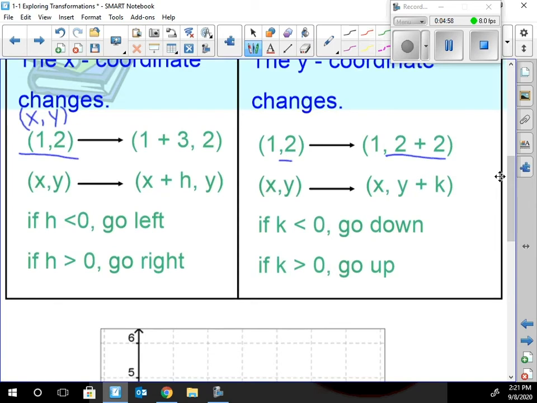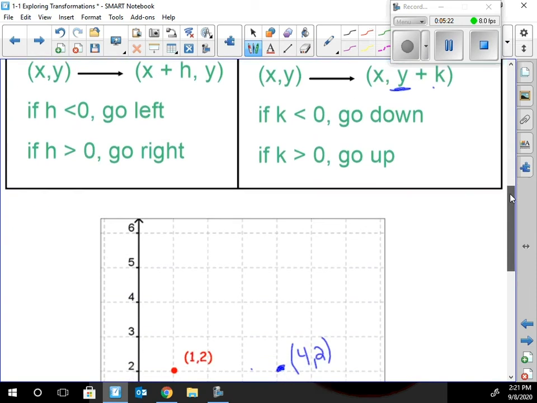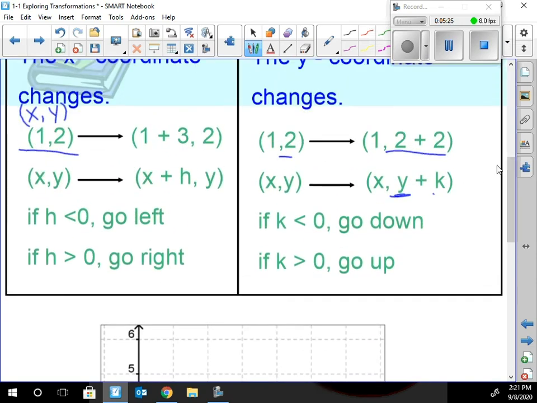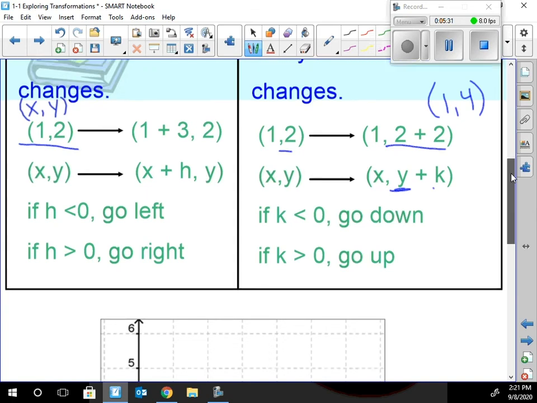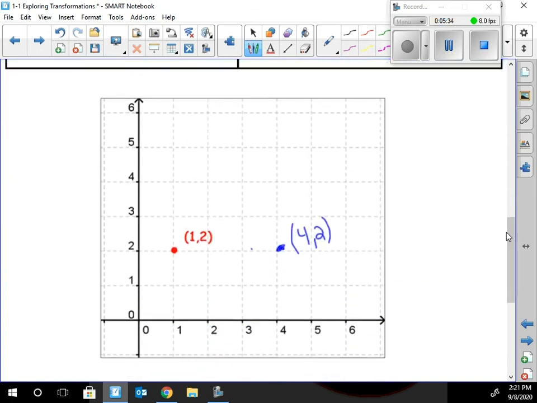If I look at this second one, the vertical translation here, I'm starting at 1, 2. If k is greater than 0, or the number that's being added to y is greater than 0, then it goes up. Because this is a positive number being added, it's going to go up. It would only go down if that was negative. So I'm going up 2, so this new point would become 1, 4. Now I can draw that in on my grid. I'm staying at 1, and I'm going up to 4.